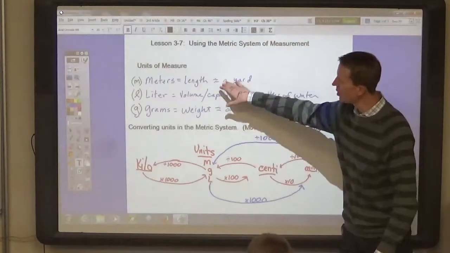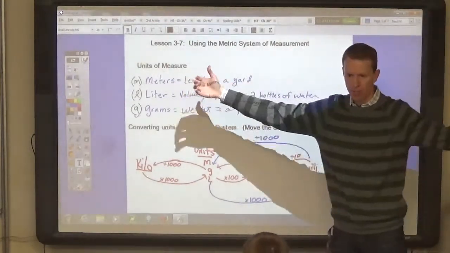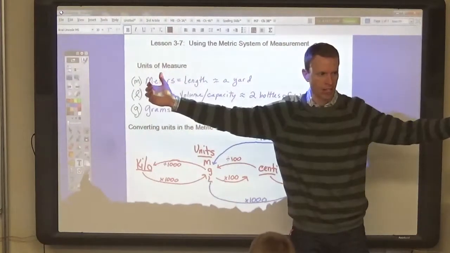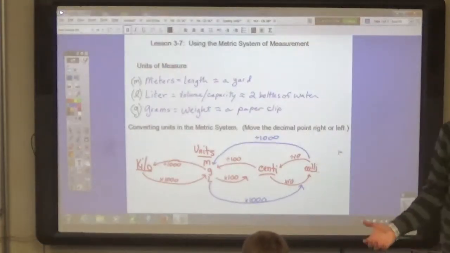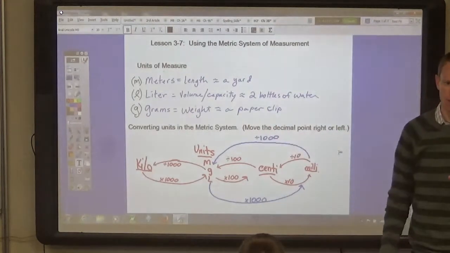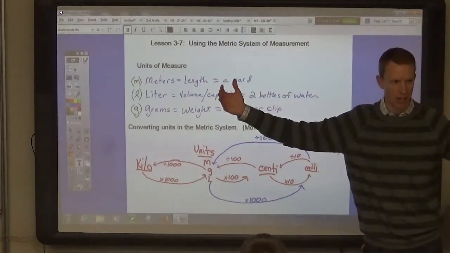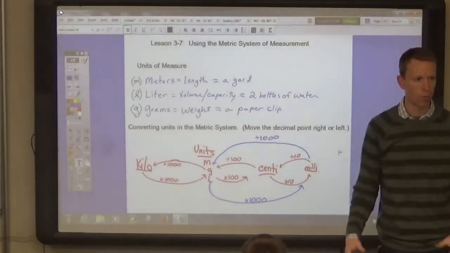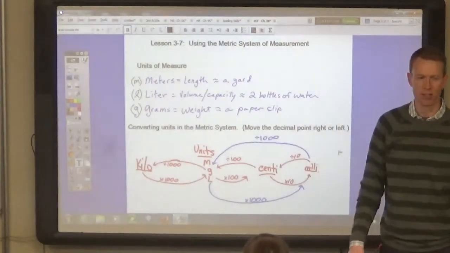These are the units of measure. A meter is about this long. It's similar to a yard. A yard is 3 feet. A meter is about 40 inches. So it's about the same as a yard. If you were going to measure something in meters, you can think of measuring it in yards.